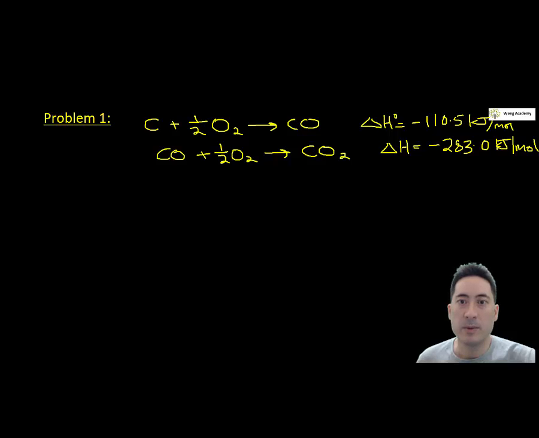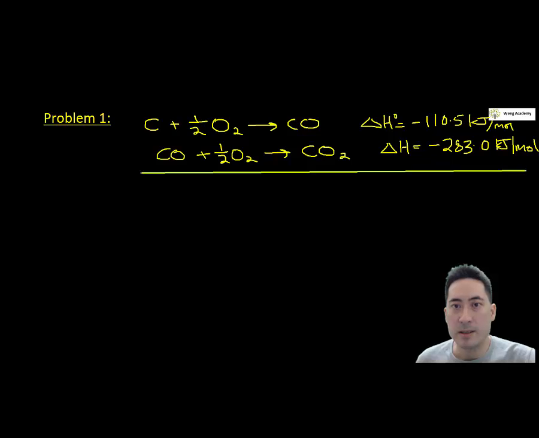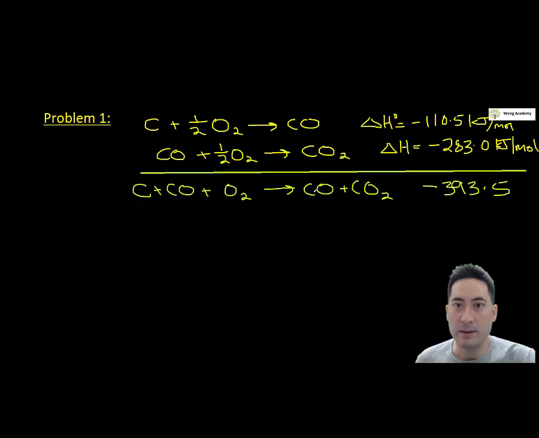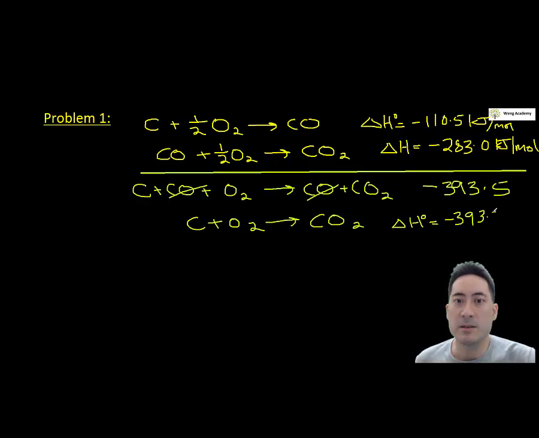Okay, so for problem 1 we have two reactions, and what we want to get is carbon reacting with oxygen to turn into carbon dioxide. It's quite simple. You just add the equations together and then add their enthalpies together. Then you can cross out the leftover reactants on either side. Now in some cases you may need to reverse the reaction or multiply the reaction by 2 in order to get the balancing right or get chemicals on the right sides.